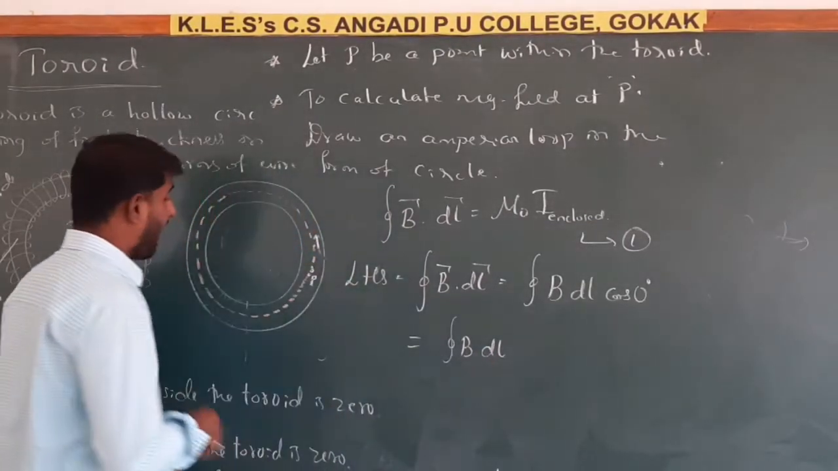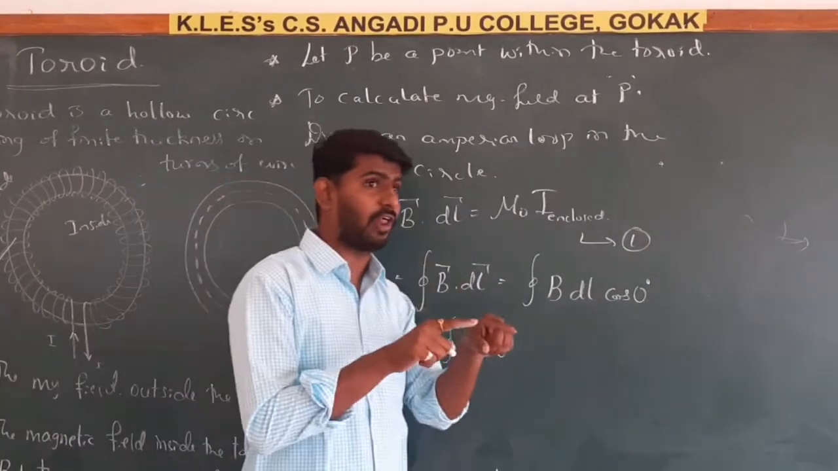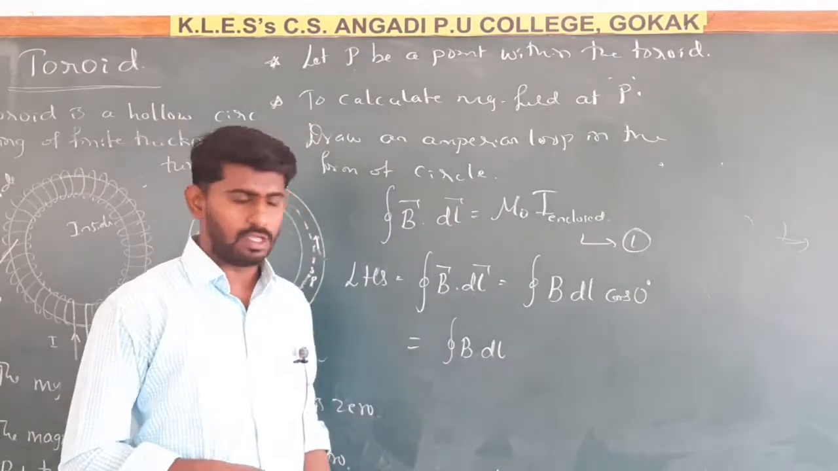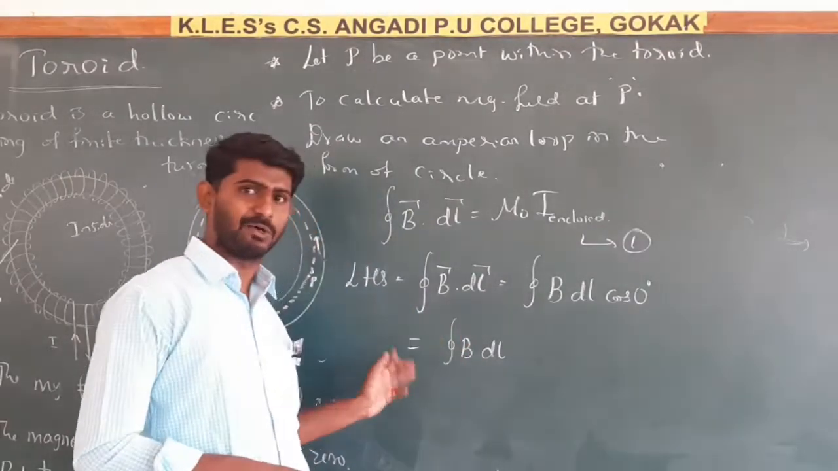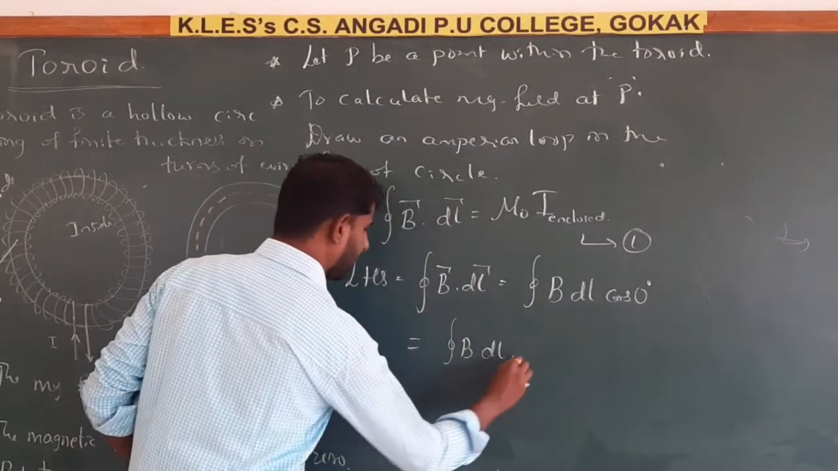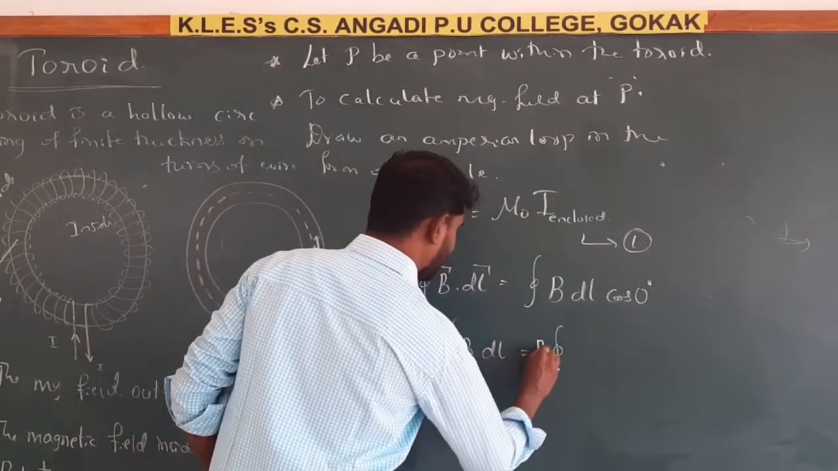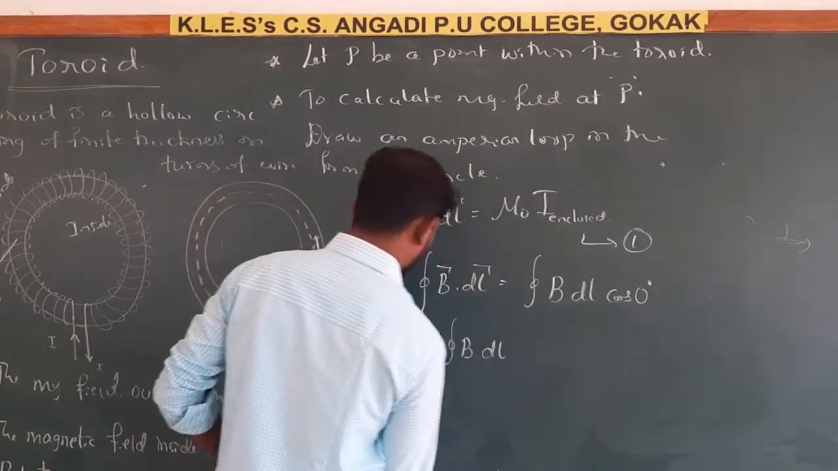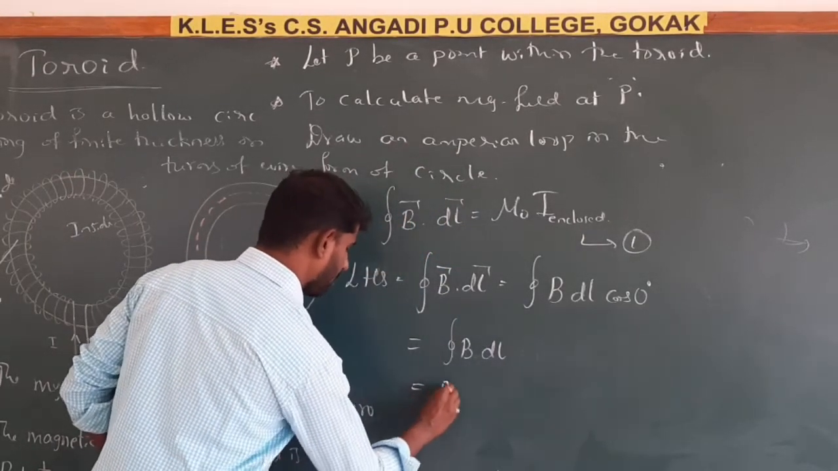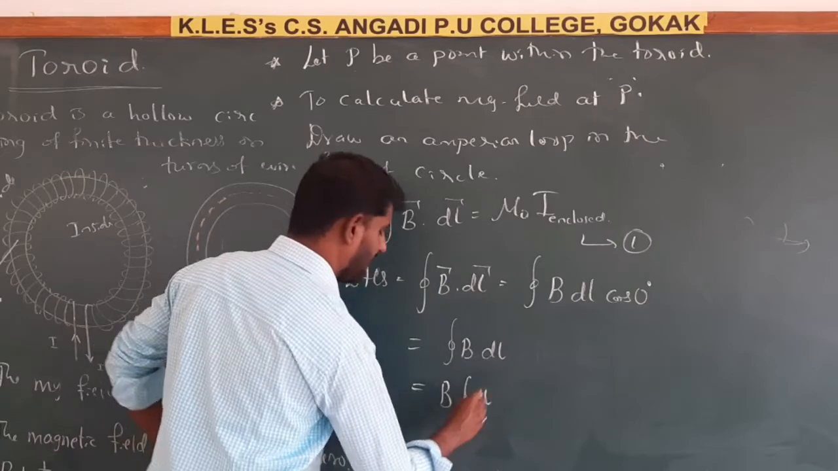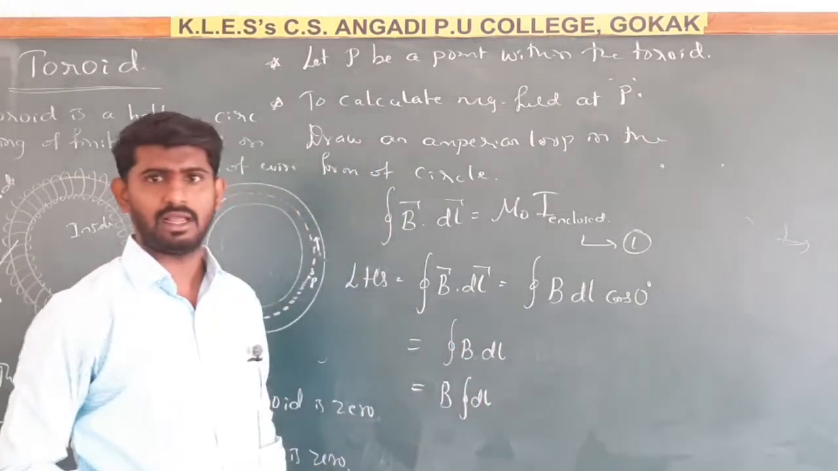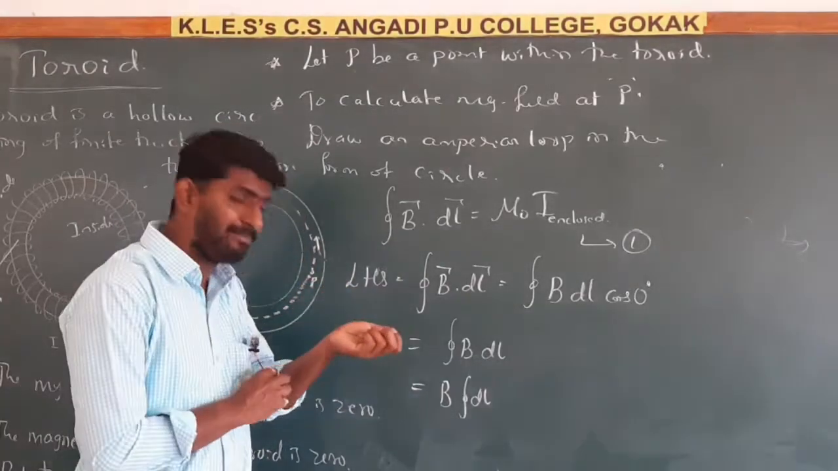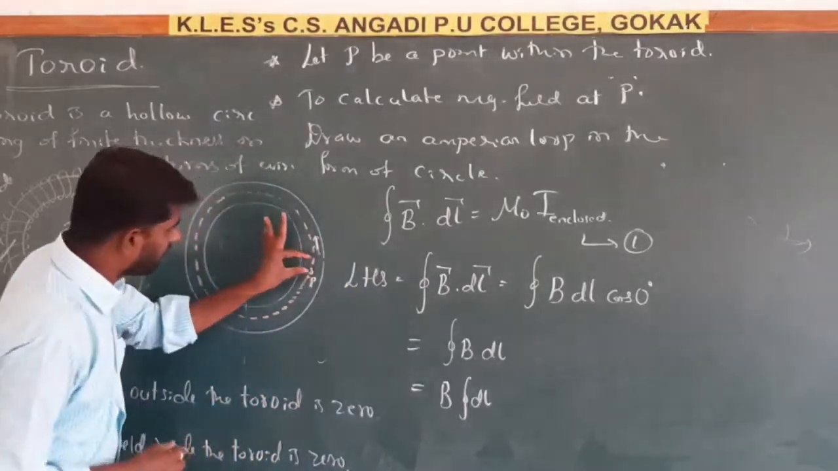I explained that the magnetic field within the toroid is uniform. Uniform means it is constant at all points, so there is no need to integrate it. Take B outside the integral, leaving the integration of dl. The integration of dl means add all the dl's. What is dl? Dl is a small segment of the Amperian loop.